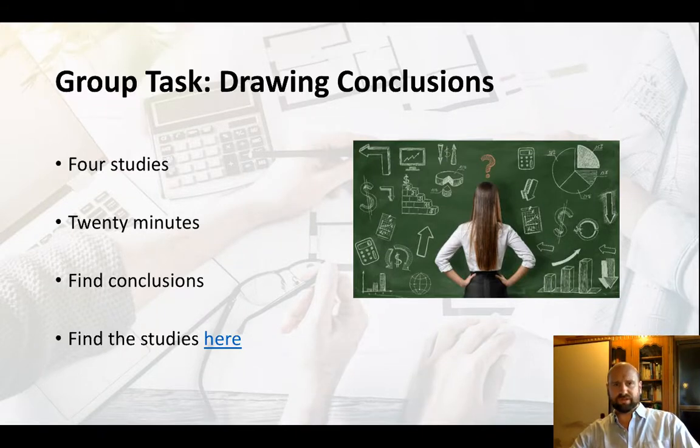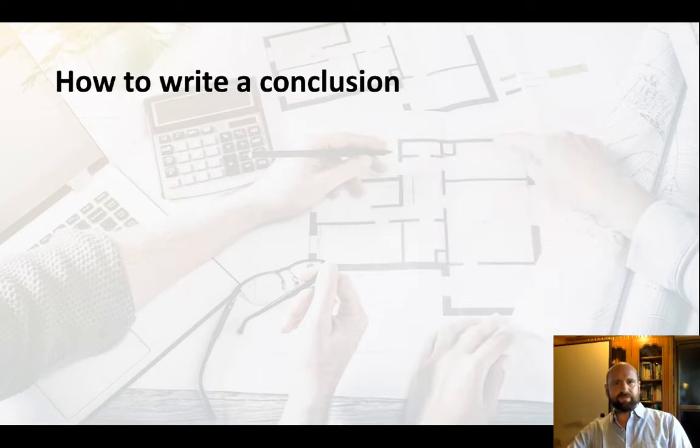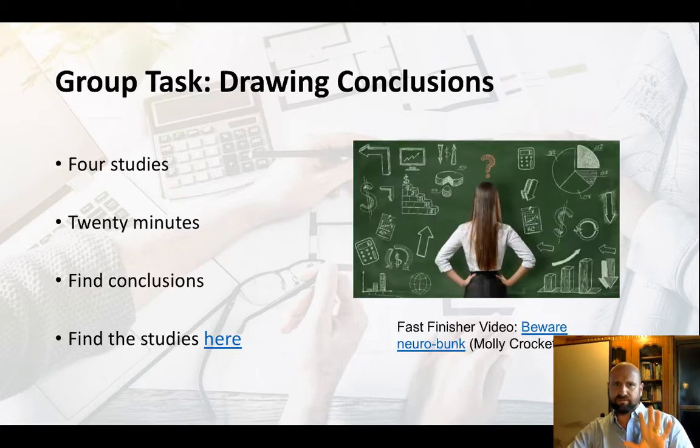In their workbooks, right? So they've got 4 studies. They can find the link on the blog, and give them 20 minutes. You might find that's too long, but anyway, in groups of 4 or groups of however many you like, and they read the studies and try and find a conclusion. Try and draw a conclusion from the study. What you can do is just let them go for it.